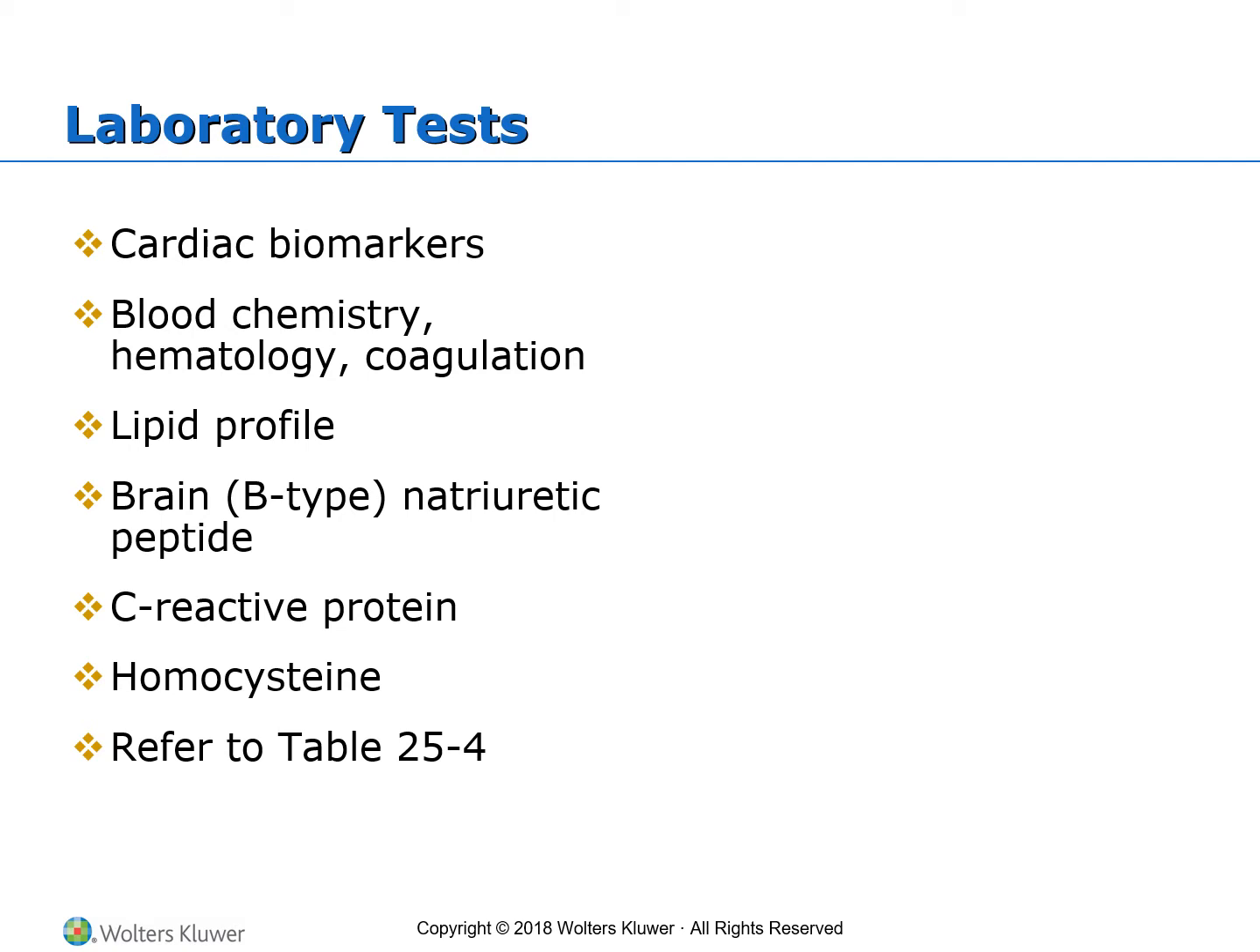A BNP, brain natriuretic peptide, is going to be done for patients who have heart failure, and it'll be elevated in heart failure patients. You can get coag studies, especially if they are on anticoagulation medications, looking at the INR and the PTT. You can look at their electrolyte levels just to make sure nothing is abnormal because that can affect the heart function. You can look at their CRP, homocysteine, but those aren't as common as the other ones.